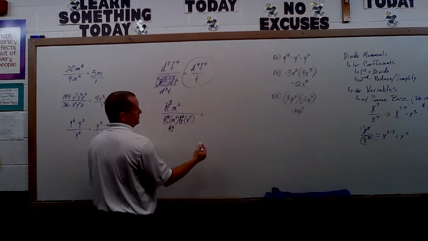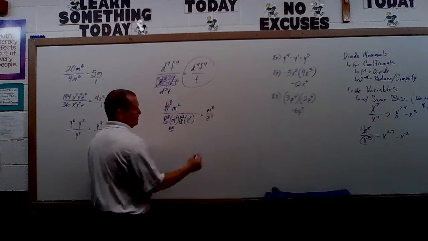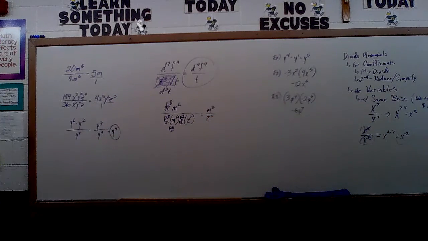How many m's do I have left? 3. Where are they? On the top, and z to the 4th. So we should have m cubed over z to the 4th. How do we do? Good. Boom.